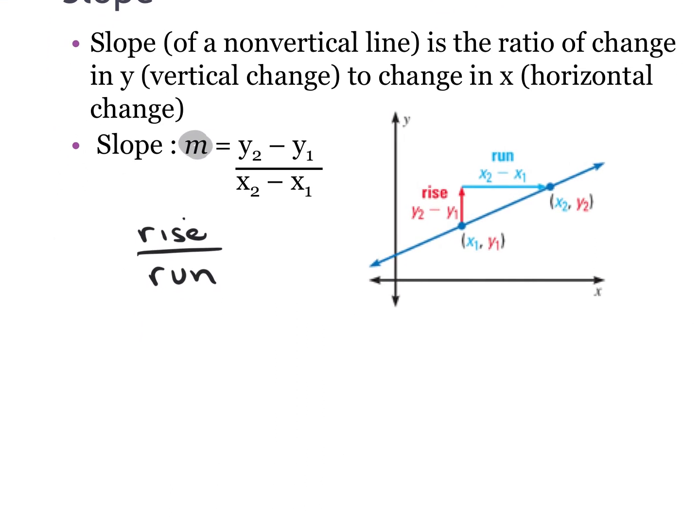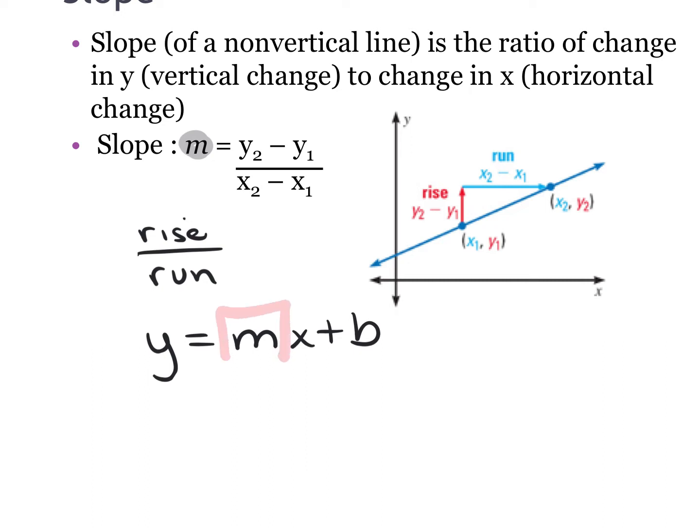Now, if you have an equation, and we're going to see this coming up in the notes, if it's in this form, y equals mx plus b, again, the letter m represents your slope. So whatever number is in front of x, that would be your slope. So if I gave you an equation, y equals 3x plus 1, and I ask you to find the slope of that line, you would just tell me the slope is 3.